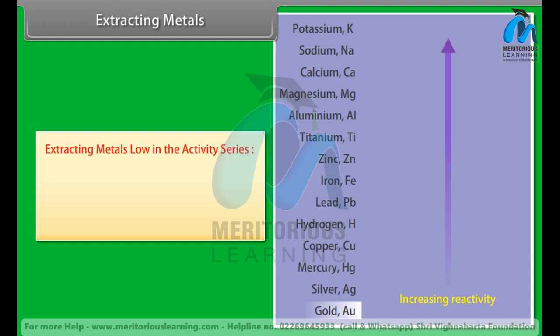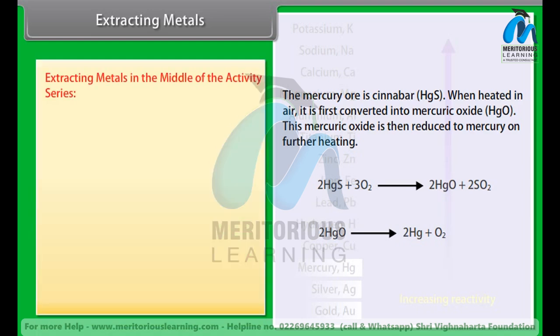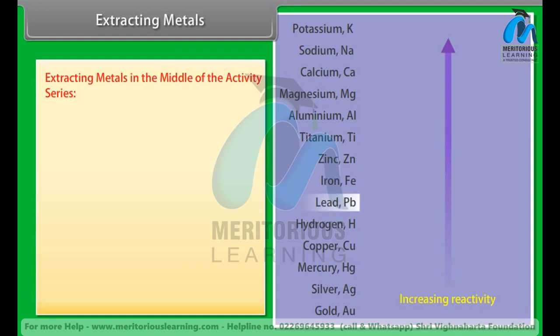Extracting metals low in the activity series. Metals that are low in the activity series are very unreactive. The oxides of these metals are reduced to metals by heating alone. Extracting metals in the middle of the activity series.